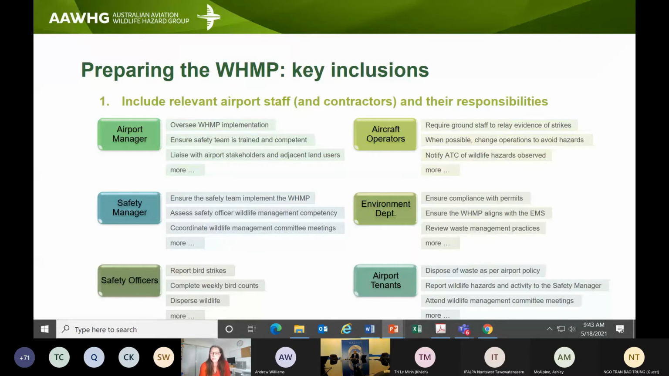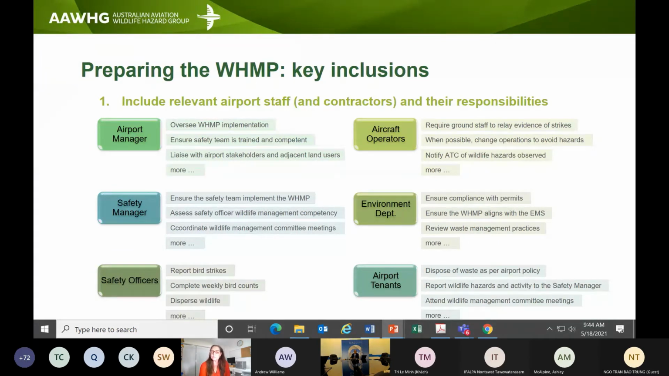Okay, so the first element that WHMPs should have is the responsibilities of the relevant airport staff. So that's staff who are involved in some capacity for either monitoring or managing wildlife hazards. I have some examples here of what some of those responsibilities might look like for some key airport staff, keeping in mind that obviously it depends on the size of the operations, how many different departments and personnel are involved in implementing the WHMP, but this is just an example of some of those basic responsibilities.